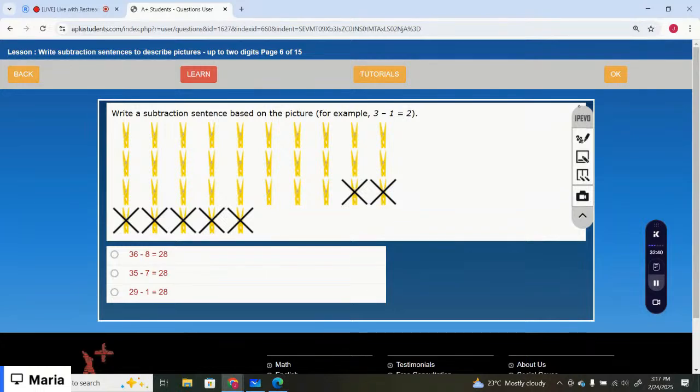That is 35 take away 7. The correct option is option number 2, that makes 28.